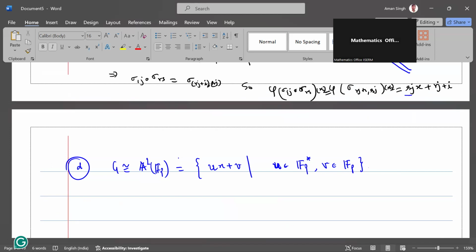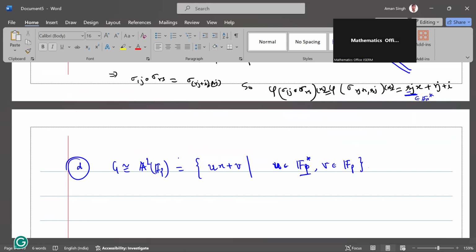Note that after multiplying those, this is also an element of A1 FP, because S is non-zero, J is non-zero, that is belonging to FP star. So the product is also belonging to FP star. You have to note it. So after this, calculate all the subgroups.